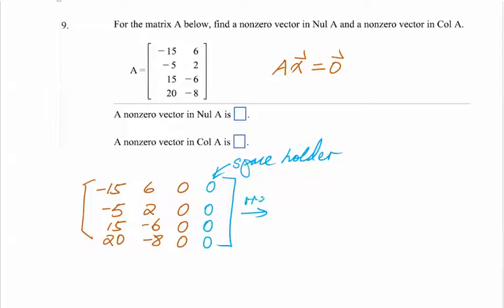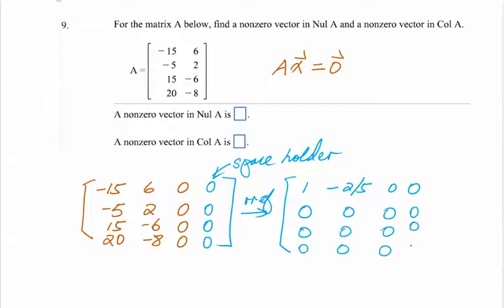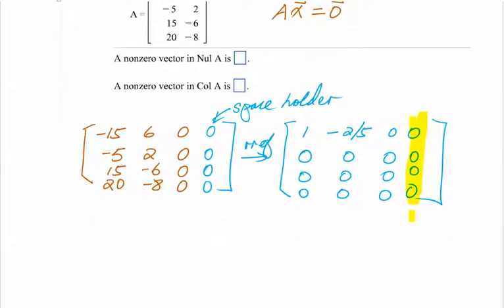So RREF, and that will give me 1, -2/5, 0, 0, 0, 0, 0, and 0, 0, 0. Look at that, a whole bunch of zeros. Remember that very last column of 0s will not come into your calculation. Okay, look at what we have.